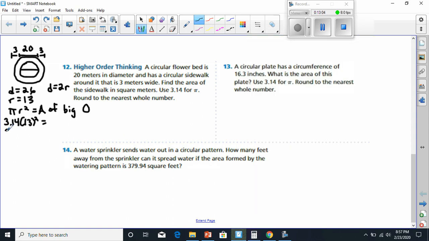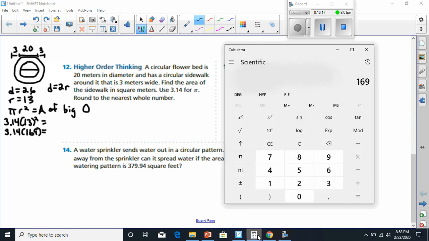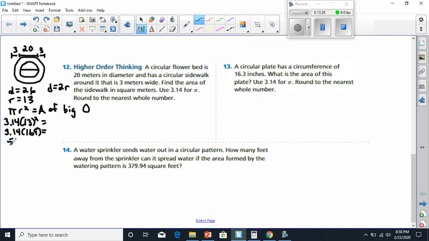So this is going to be 3.14 times 169. Double check that. Yeah. And now we're going to multiply that times 3.14. That's going to give me 530.66. But we're not done there.